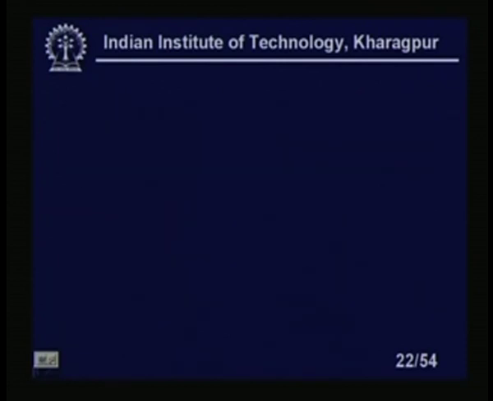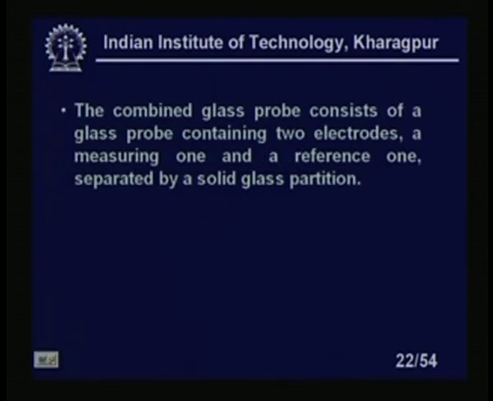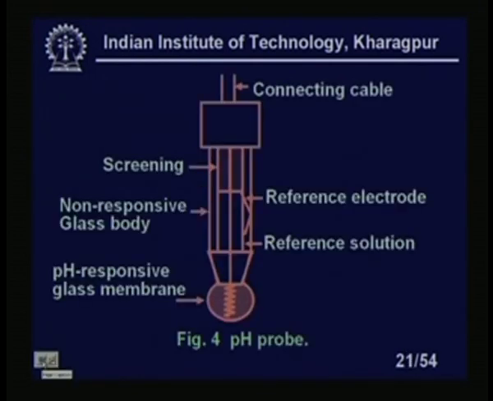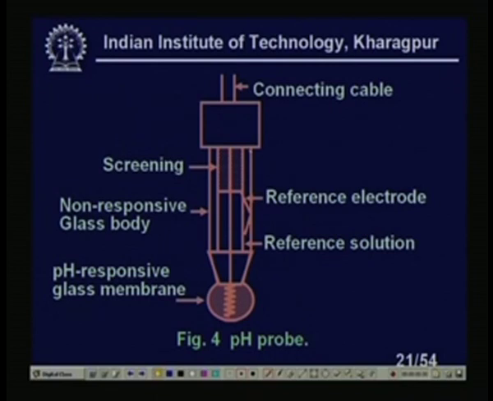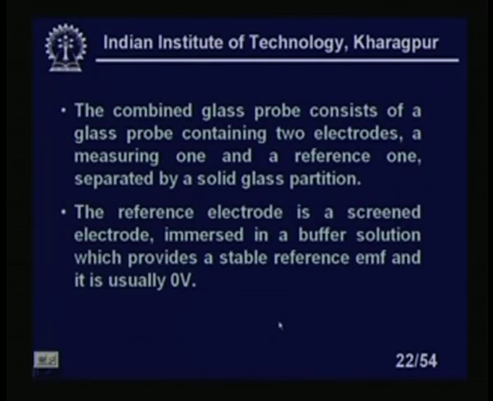Let us look at it again. You see here there is a buffer solution, this is filled up with the solution. Okay, you see there we have a solution, that is a buffer. So there is a reference electrode, fine. So the reference electrode is a screened electrode immersed in a buffer solution, which provides a stable reference EMF, and it is usually 0 volt, right, no problem, fine.